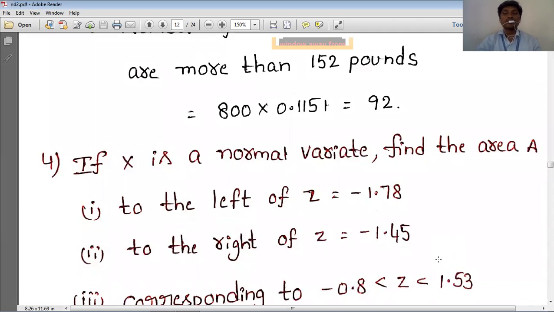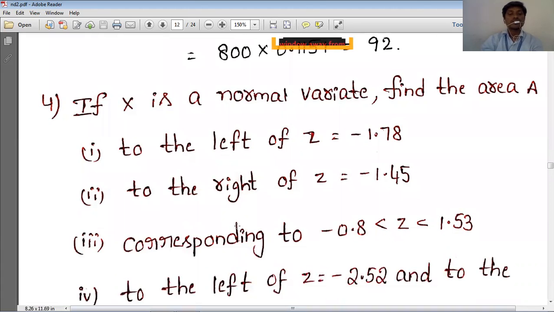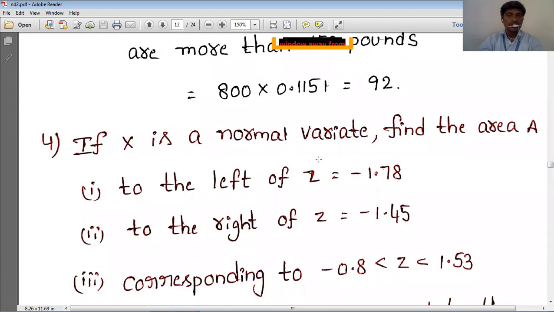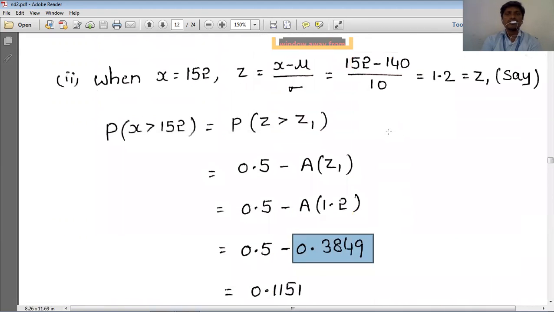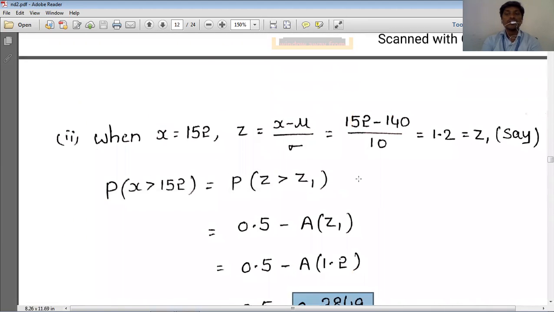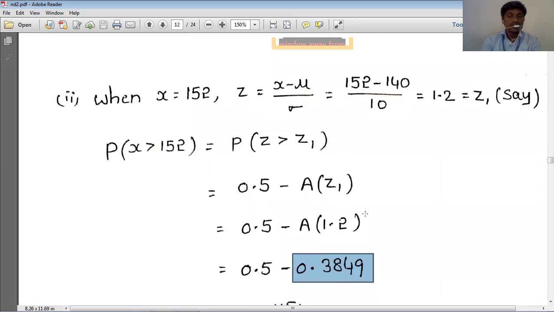If x is a normal variate, find the area to the left of z. Actually, this is just for understanding the tabular values. So x is a normal variable, and we need to calculate areas. Until now we calculated z1 and then wrote the areas, but here they are giving these values directly and we just need to find the areas.